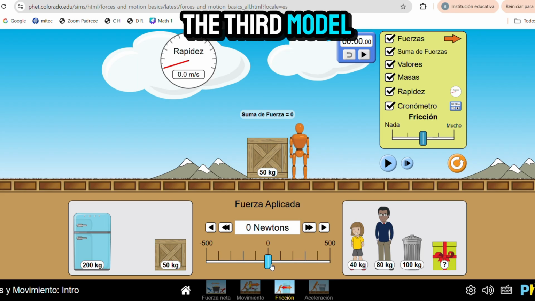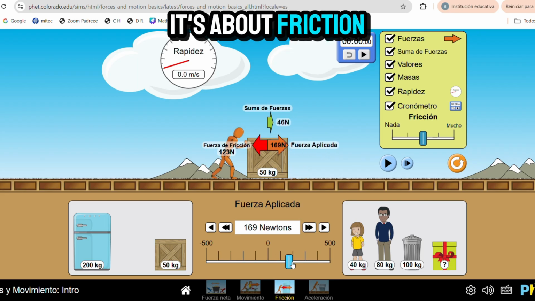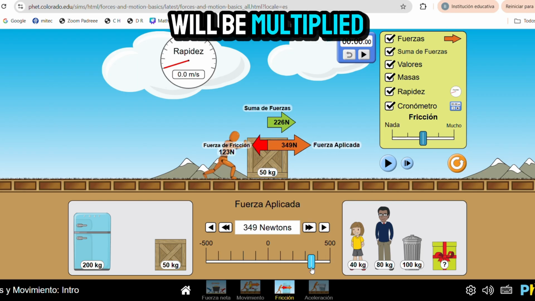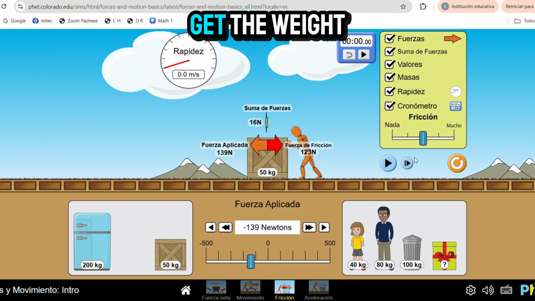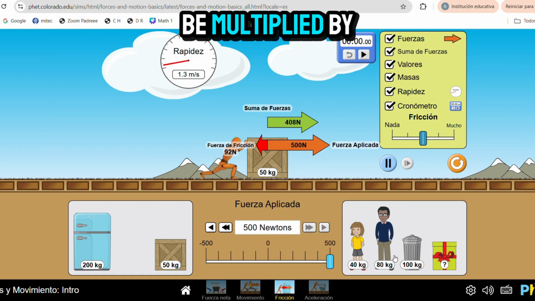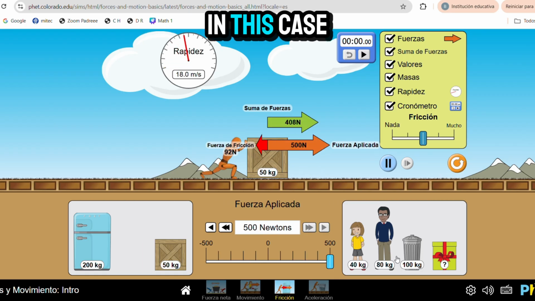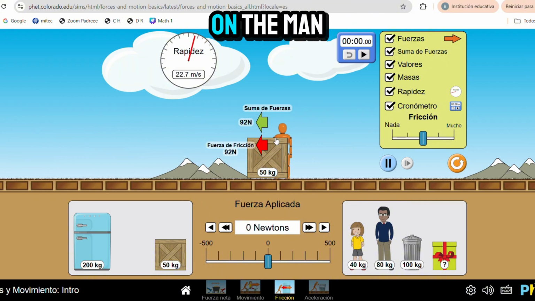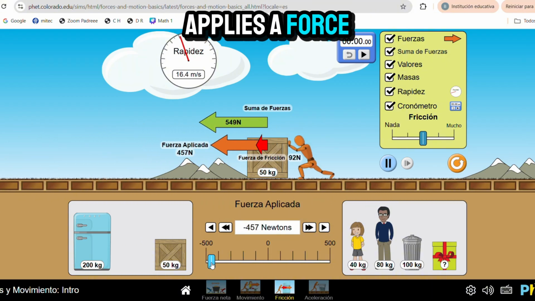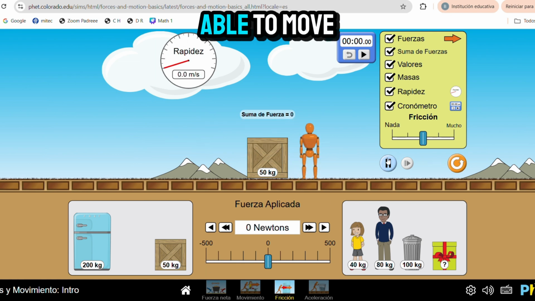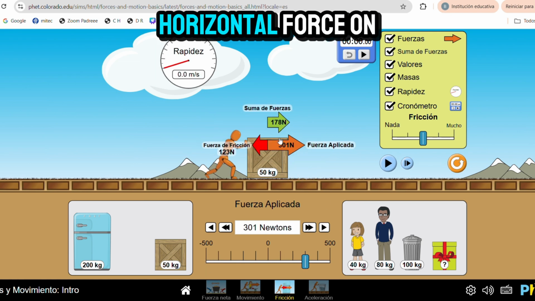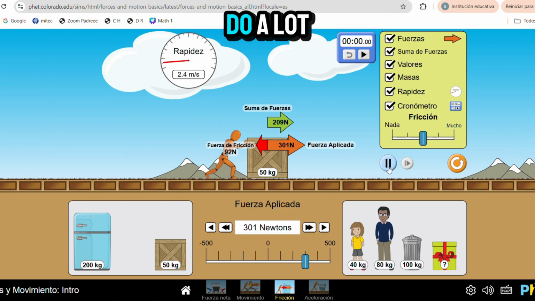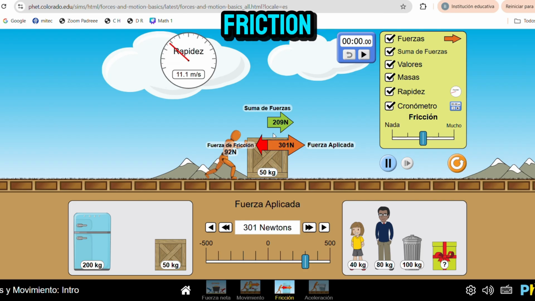The third model is about friction. There is no longer a skateboard, so the mass of the object will be multiplied by the gravity in order to get the weight, and that will be multiplied by the friction coefficient. In this case, we can see Newton's third law of motion as the box applies a force on the man when the man applies a force on the box. And also the man is able to move by applying a horizontal force on the floor. That's why we can walk and do a lot of things we couldn't without friction.